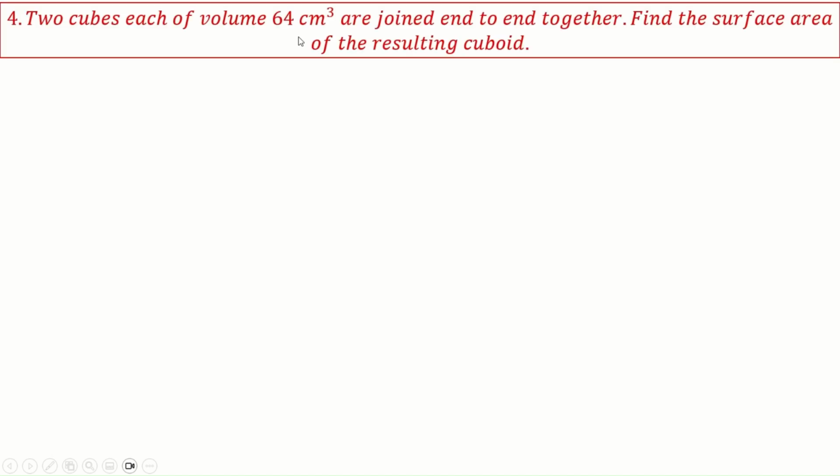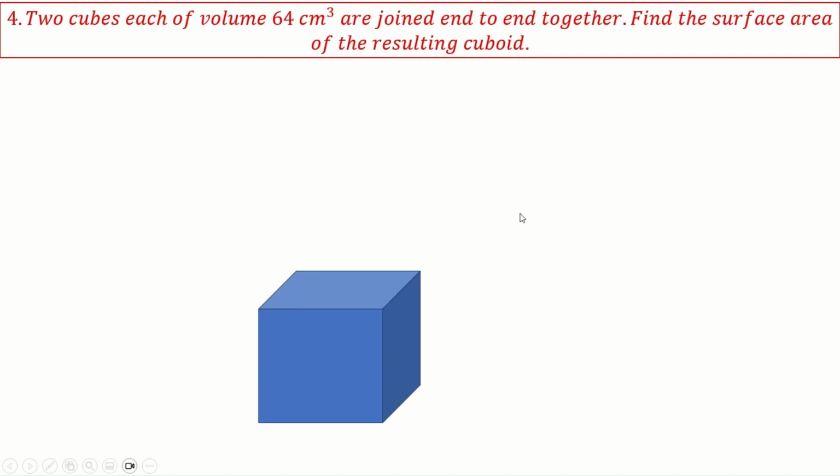Two cubes, each of volume 64 centimeter cube, are joined end to end together. Find the surface area of the resulting cuboid. So here instead of giving the edge of the cube, he has given the volume of each cube. So it is joined like this. One face from each cube is gone. So in the calculation of total surface area, it is not 12, it will be 10. Two face areas are gone basically.